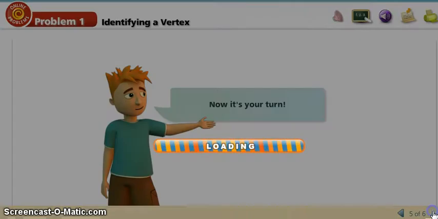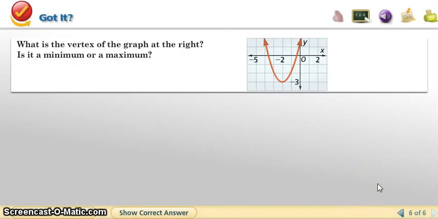So now it's your turn. I want you to look at this one. I'm not going to give you any answer choices because I want you to do this without having the multiple choice there to refer to. But identify what the vertex is of this graph, and then tell me whether it's a minimum or a maximum. Now pause the video so you have time to do that.